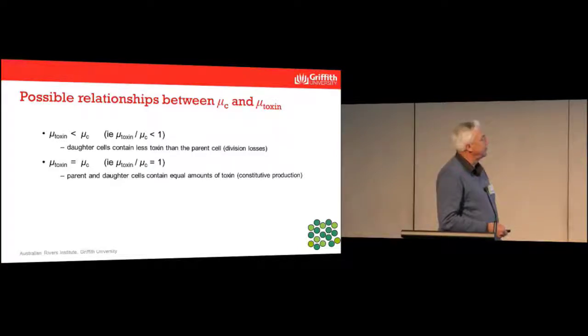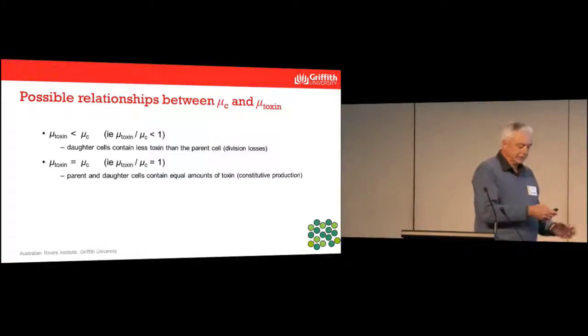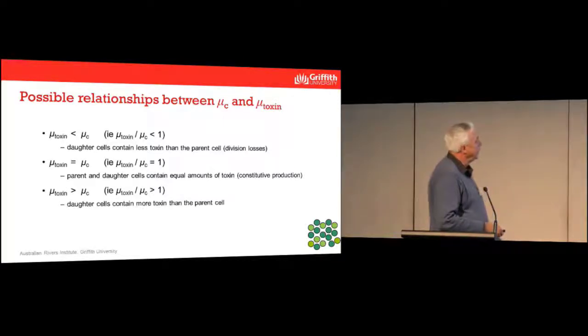If mu tox equals mu c, then the parent and daughter cells contain equal amounts of the toxin, and that's said to be constitutive production. So it doesn't matter what you do to the cell, each cell is always going to contain the same amount of toxin. And again, if mu tox is greater than mu c, it means the daughter cells are going to contain more toxin than the parent cells.